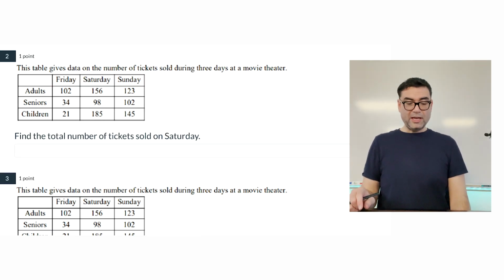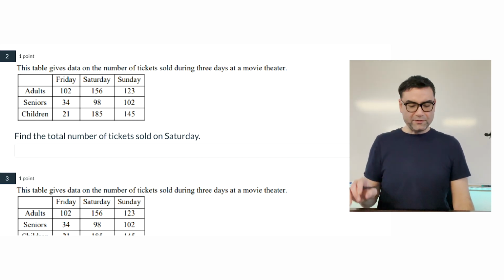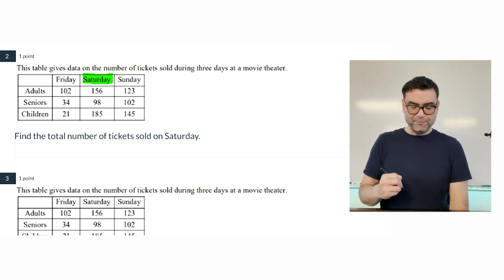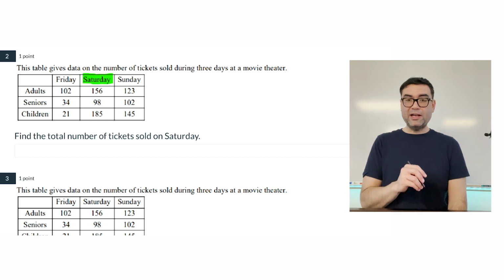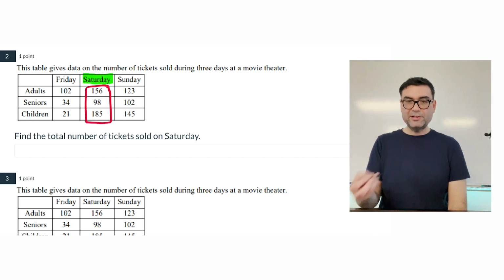Number 2. The table gives data on the number of tickets sold during 3 days at a movie theater. So find the total number of tickets sold on Saturday. It doesn't ask if we're specifically talking about the adults or the seniors or the children. It says the total number. So we're only looking at Saturday on my frequency table. And the table breaks that up into the frequency of adults, seniors, and children. But that's all part of Saturday, right? So the sum of these 3 numbers is the answer.